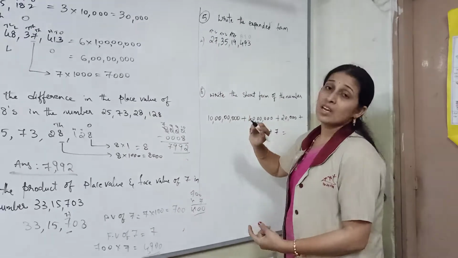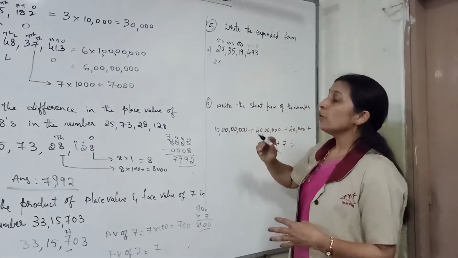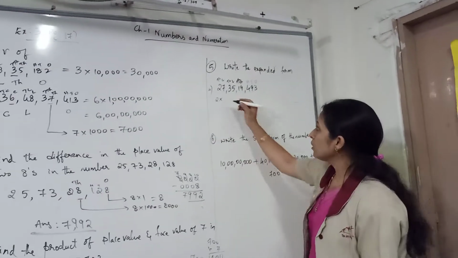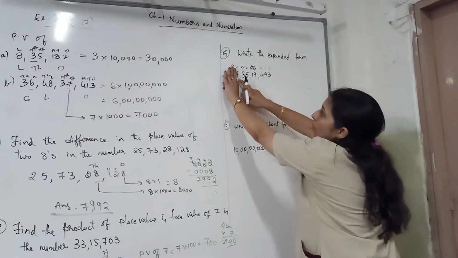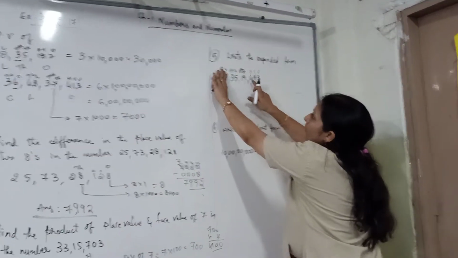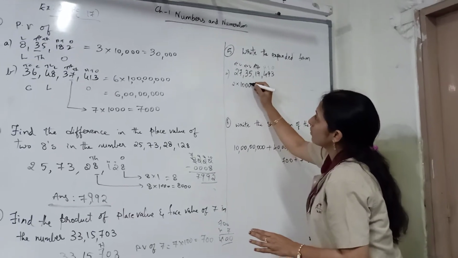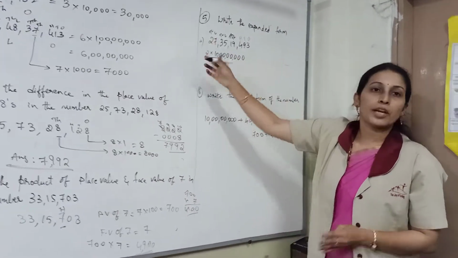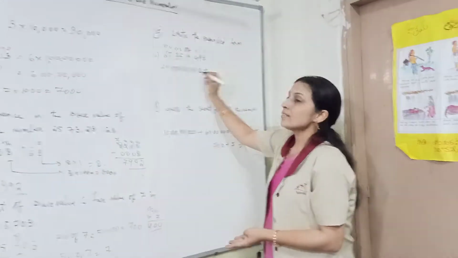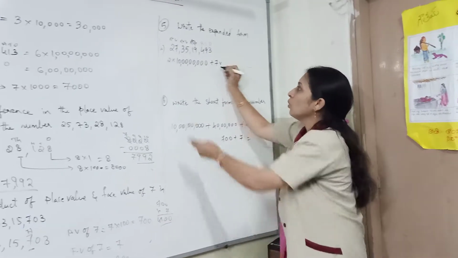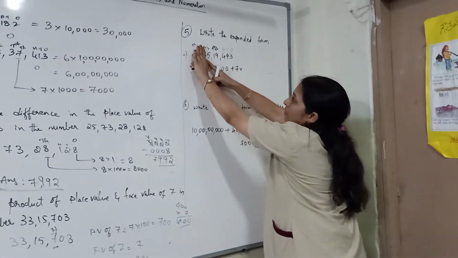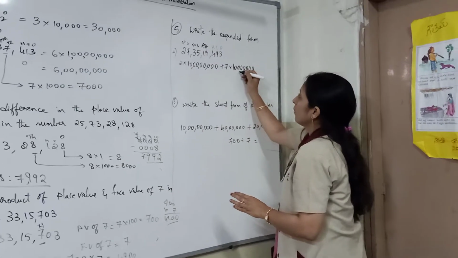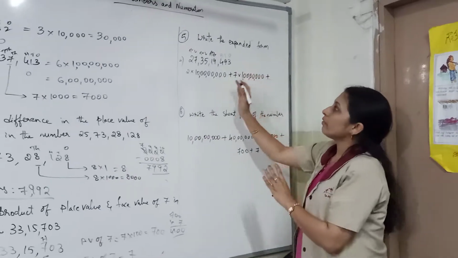2 into 10 crores. Sometimes you will get confused about how many zeros to write. First write 1. Close the 2. How many digits are there? 1, 2, 3, 4, 5, 6, 7, 8. So write 8 digits. 2 into 10 crores, 20 crores, right? Plus 7 into crore. Close the 7. How many digits are there after 7? 1, 2, 3, 4, 5, 6, 7. Right? 1 crore.